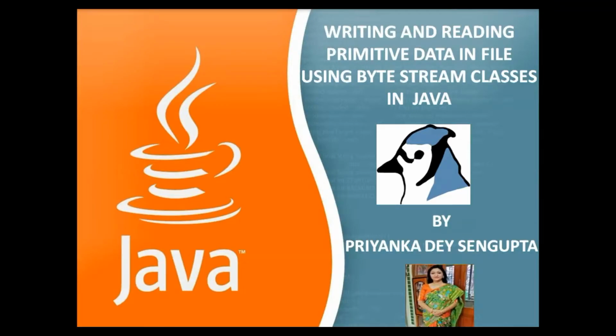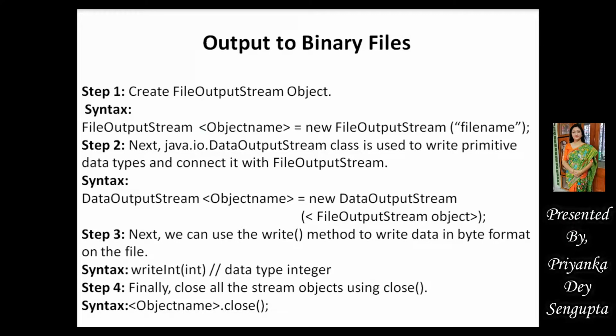Hello everyone. Here we will see how to read and write primitive data in a file using the byte stream classes in Java. Output to binary files. To write onto our file, first we have to create an object of the file class and then assign a file name to the object.